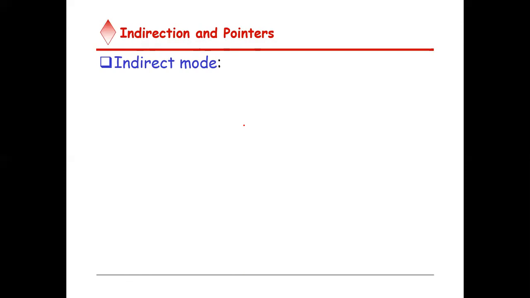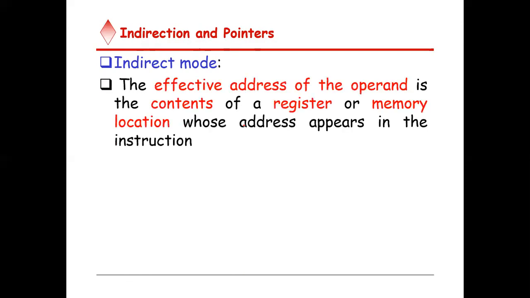What do you mean by indirect addressing mode? Direct we have studied: in a memory location you have the data present, and that memory location we mention in the instruction. What should the indirect addressing mode be? Indirect addressing mode means the effective address of the operand is the content of a register or a memory location whose address appears in an instruction. So actually, indirectly we are specifying the data.